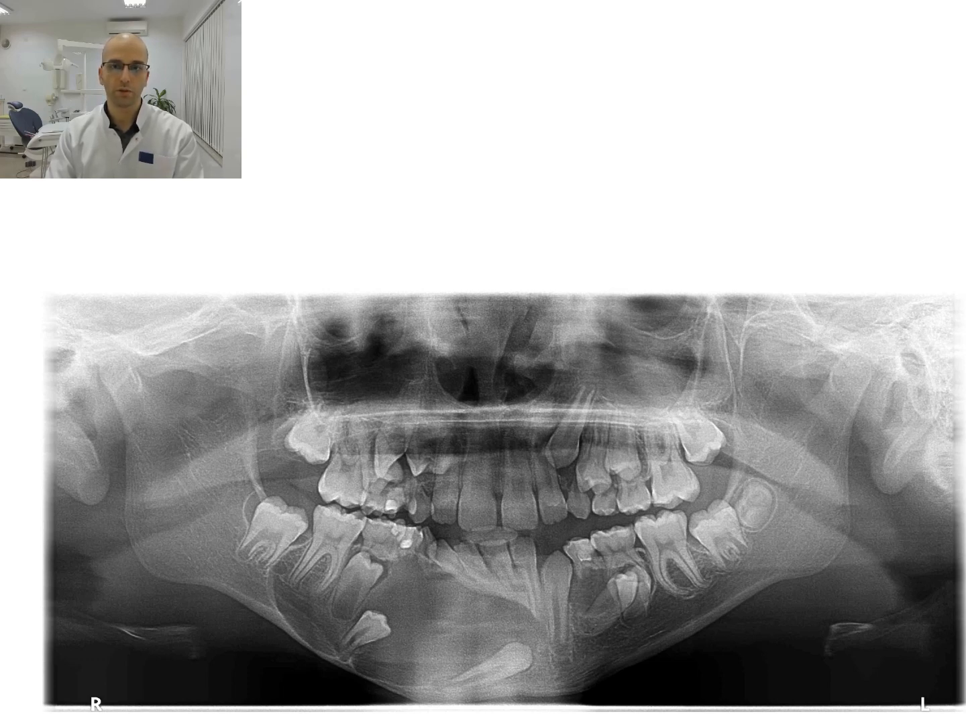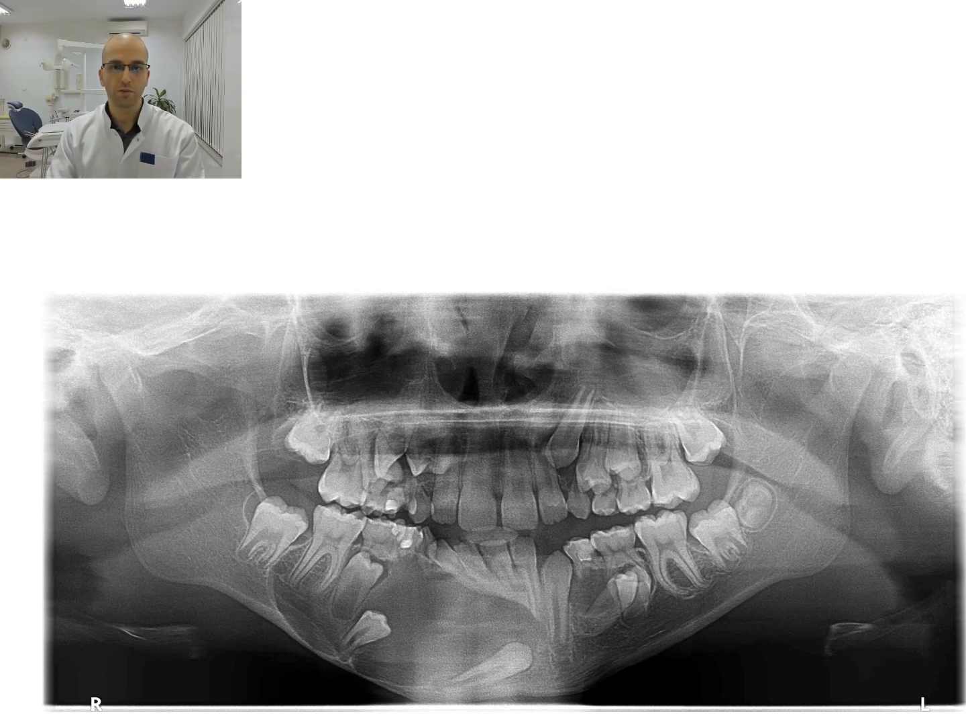When we observe a large lesion, we should also consider odontogenic keratocyst or ameloblastoma as differential diagnosis. Appropriate treatment for those cysts is enucleation or marsupialization.